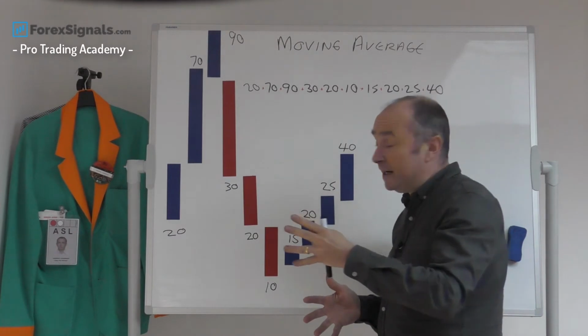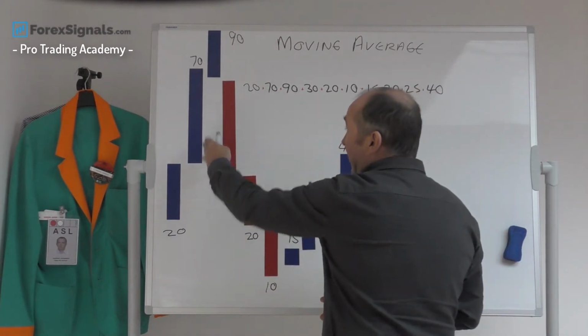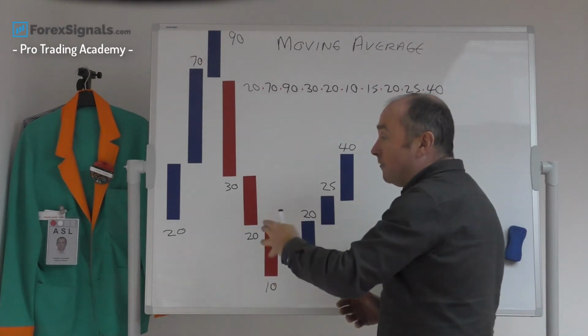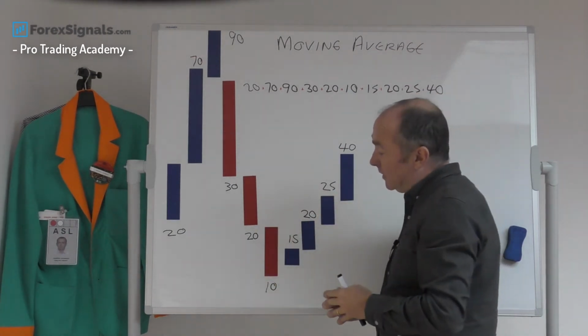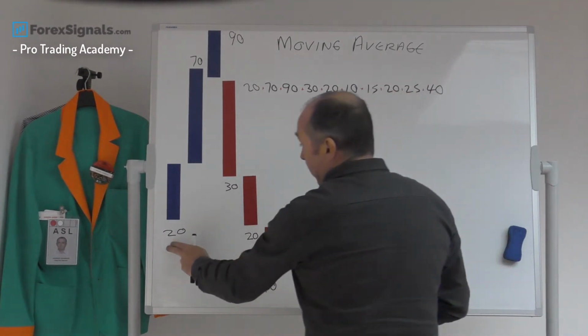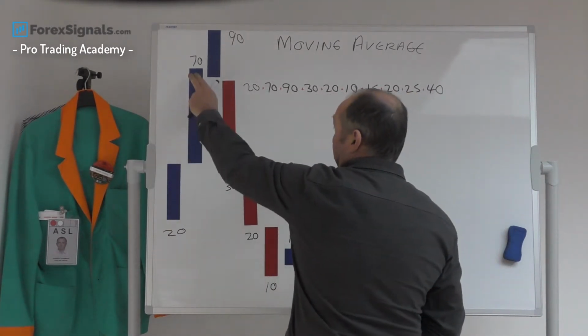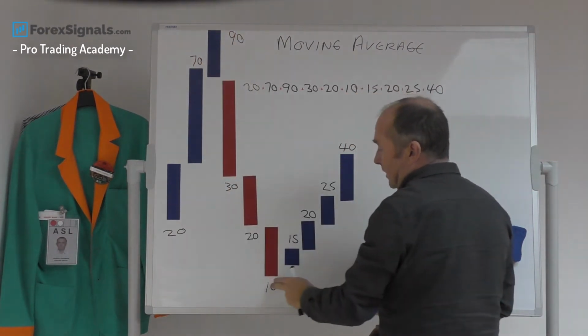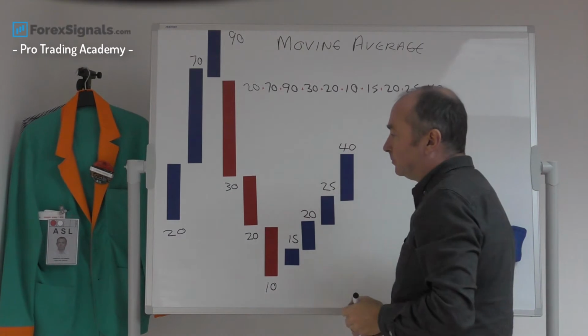At the end of 15 minutes, a new candle will start. At the end of that 15 minutes, a new candle will start. So on the changeover of each candle, the moving average calculates the closing price. So here, for example, market closed at 20, then we traded up for the next 15 minutes, then closed at 70, then up to 90, and then 30, 20, 15, and so forth.